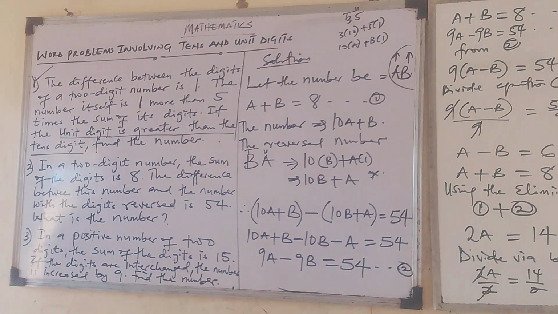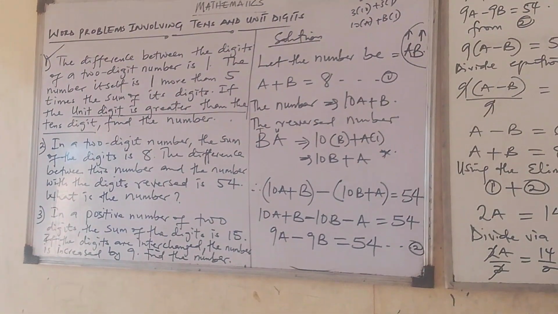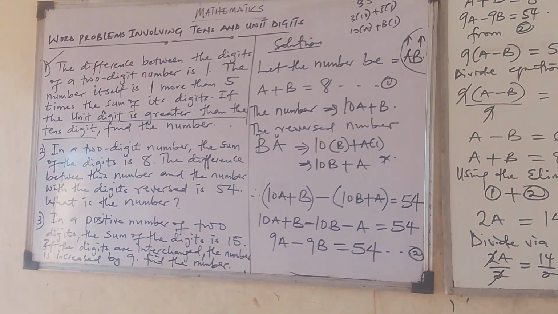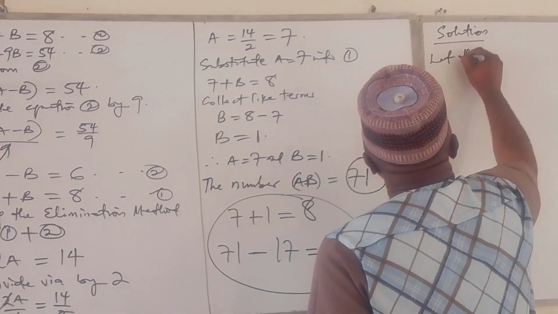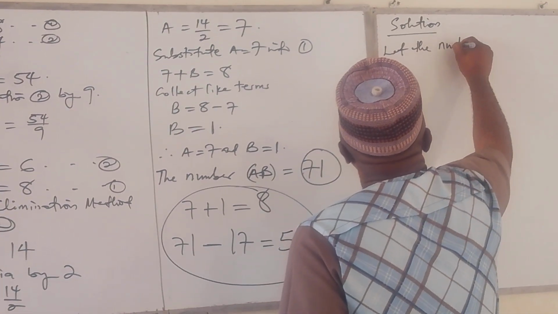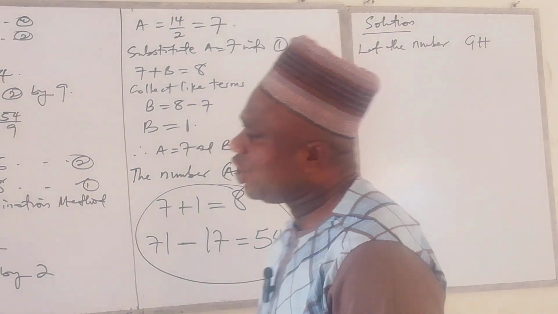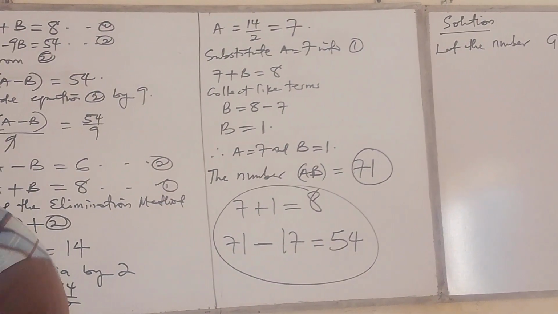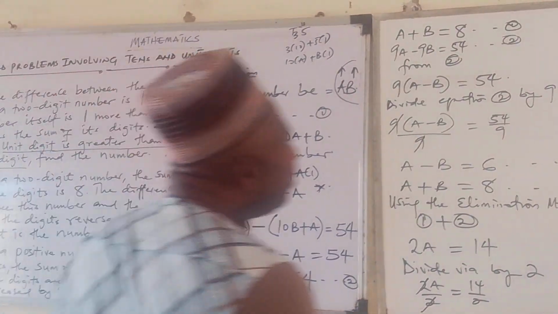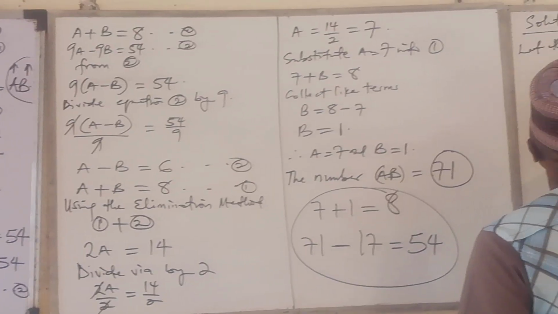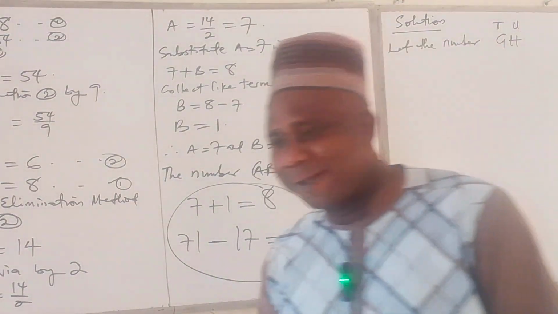They say in a positive number of 2 digits. Now solution. Let the number be GH. You can use any variable you want to use. So let the number be equal to GH. Now if you're dealing with GH, it means G is the tens digit and H is the unit digit. Tens and units.